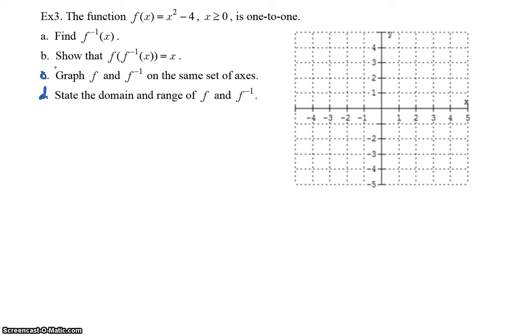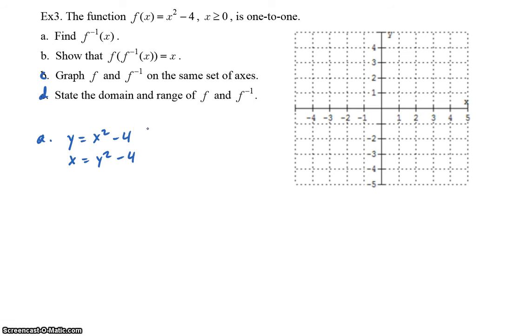A says to find f inverse of x. So let's start with that. Remember, there's a four-step process we can often use to find the inverse function. For part A, the first step is to replace f of x with y. The second step is to interchange the roles of x and y. That is, replace y with x, replace x with y. So swap x and y.